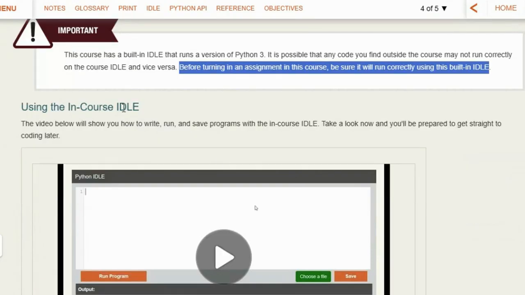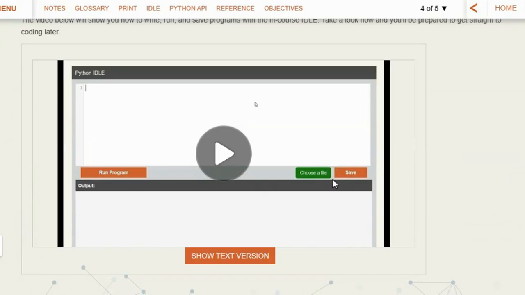So, using the in-course IDLE. This video below will show you how to run, write, and save programs. Yes, because we have this save option that's really nice and working for us now. They've made some changes from last year's IDLE to this year's IDLE. So let me play this little video. I've saved this video because I think it's really useful. I'm probably going to put it in.